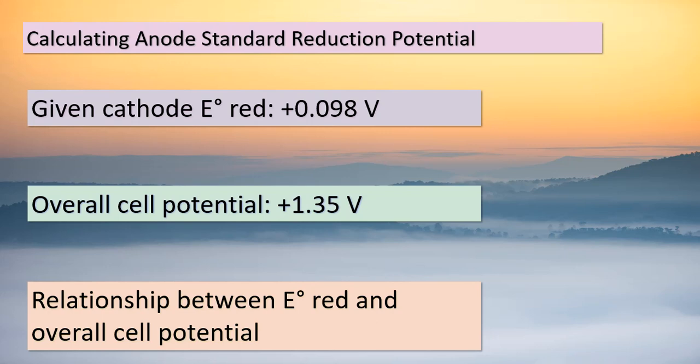The relationship between E°red and the overall cell potential is like a puzzle piece that helps us unlock valuable information. You see, the overall cell potential is the difference between cathode E°red and anode E°red. The formula to use is overall cell potential equals cathode E°red minus anode E°red. We can rearrange this formula to solve for anode E°red. Let's embark on this journey of calculations together.